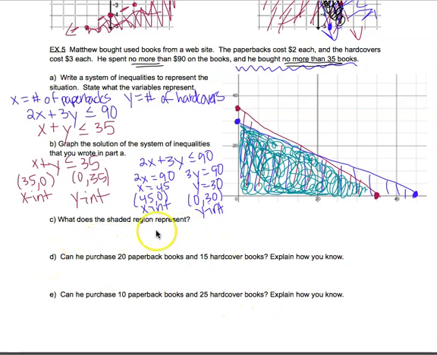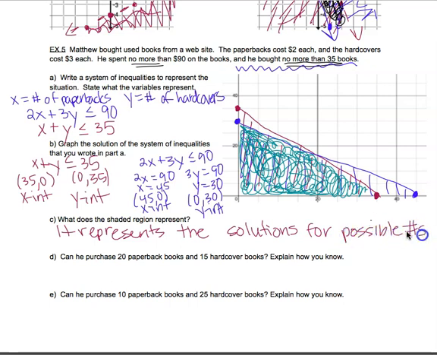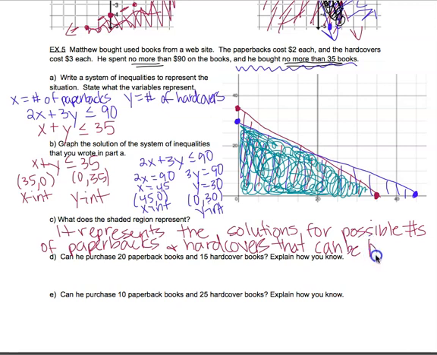All right, so what does the shaded region represent? The shaded region represents the solutions for possible numbers of paperbacks and hardcovers that can be bought.